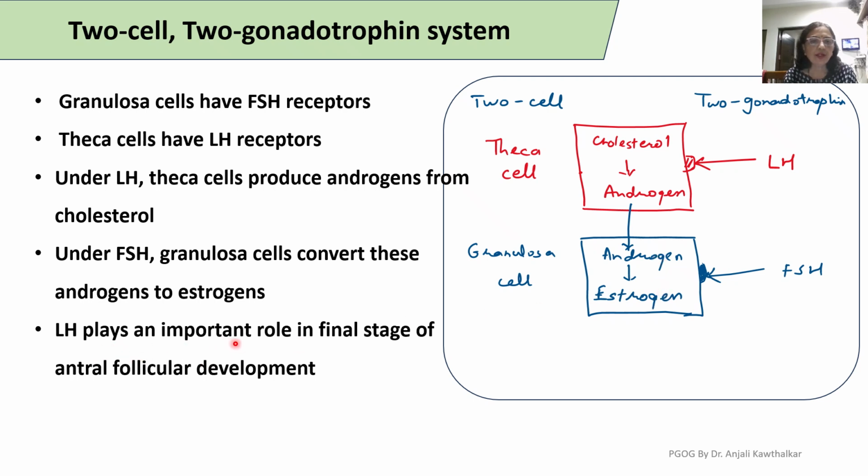LH plays an important role in the final stage of antral follicular development. Whatever estrogen microenvironment is there, it is dependent on this production of androgen by LH. So for the final stage of antral follicular development, this rich source of androgens is necessary. This source of androgen is because of the action of LH, and that is why LH plays an important role in the final stage of antral follicular development.